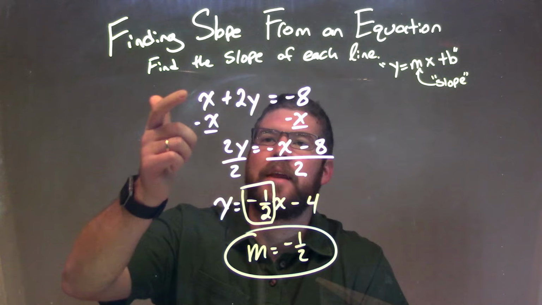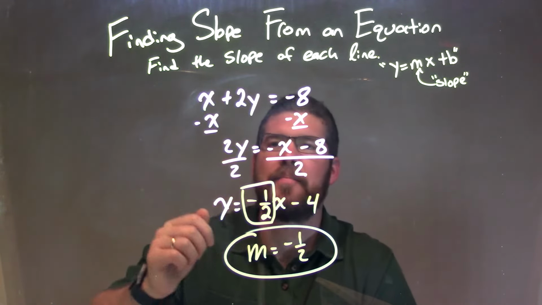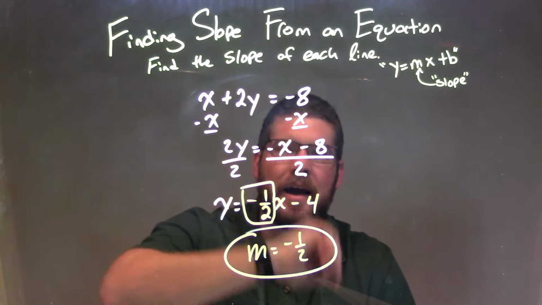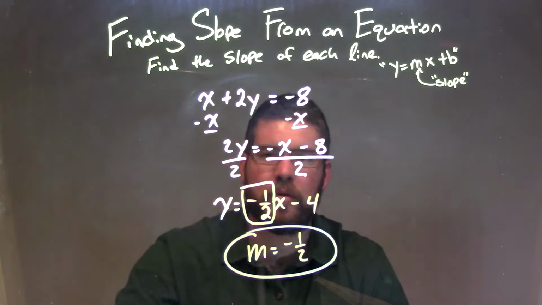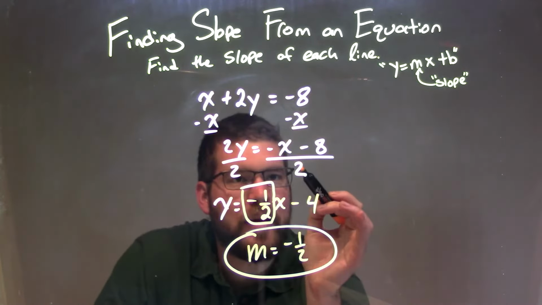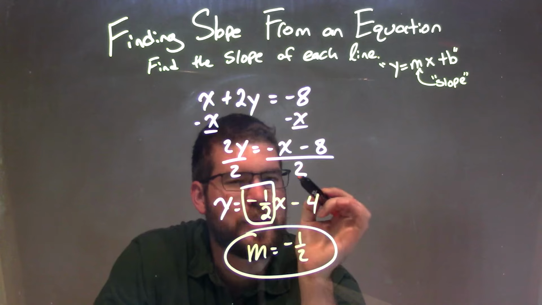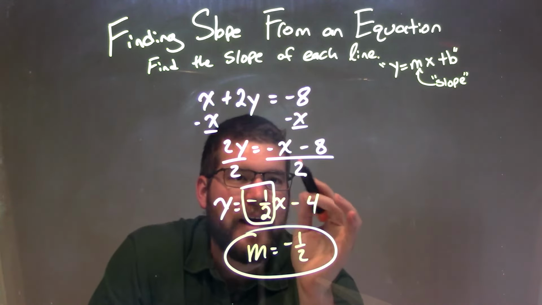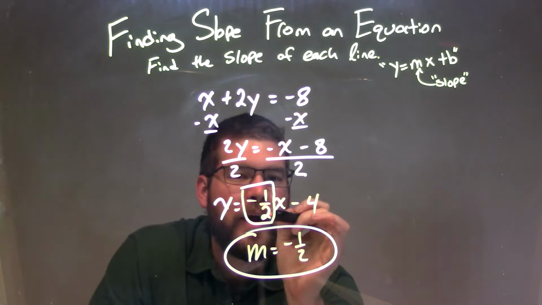So let's recap. We're given x plus 2y equals negative 8. I need to get y by itself. Subtracting x to both sides, then I divided by 2 to both sides. When I divided by 2 to both sides, I made sure I went to both parts. That's just good practice. Well, negative x divided by 2 is the same thing as negative 1/2 x.